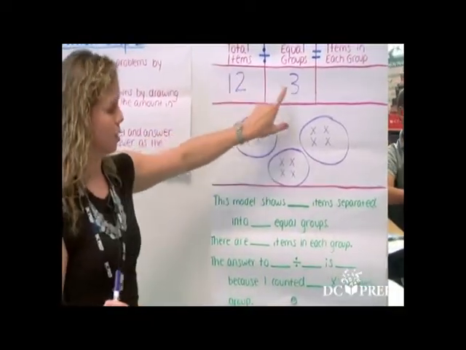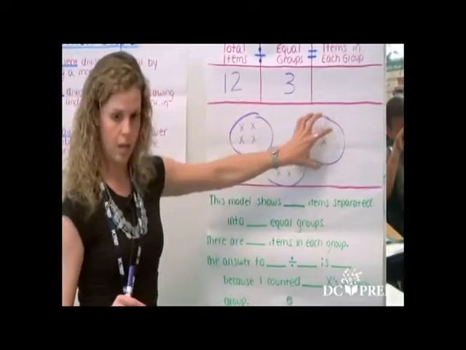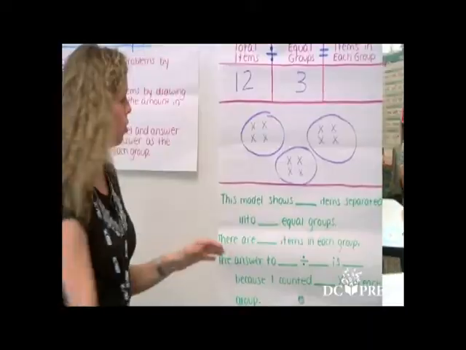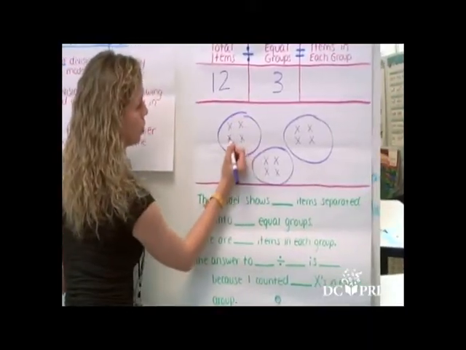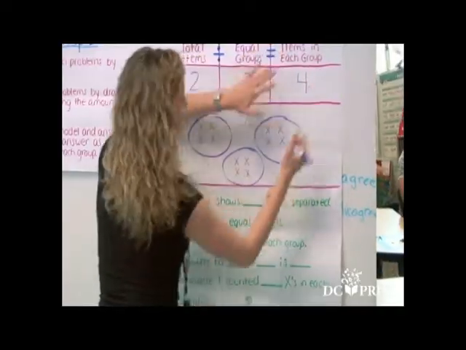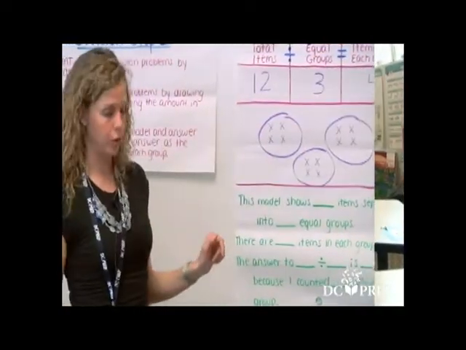So I know 12 items divide into 3 equal groups, and I say, how many do I have in each group? 1, 2, 3, 4. 4 items in each group.